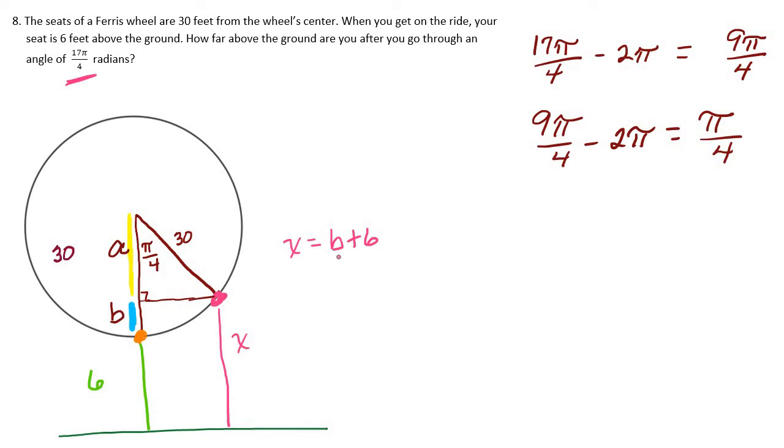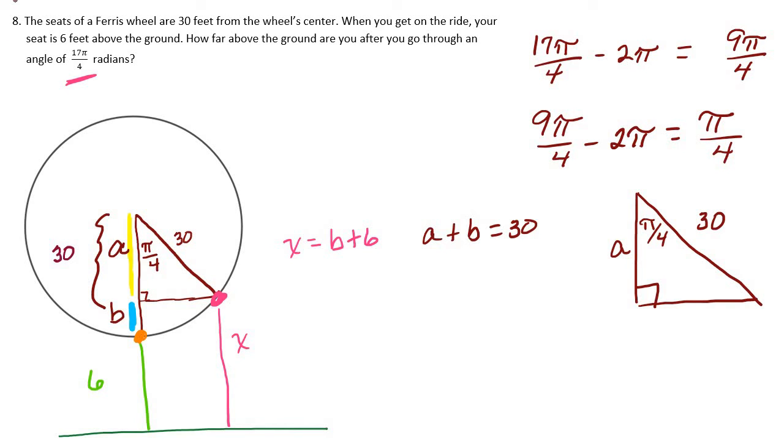So if I can figure out B, then I can figure out X. Well, I know that A plus B is the radius, so A plus B is 30. So if I can figure out A, then I can figure out B. And if I figure out B, then I can figure out X, which is what ultimately I want to do. Let's look at this triangle in isolation. Looking at this angle pi over 4, I know its adjacent side and I know its hypotenuse.